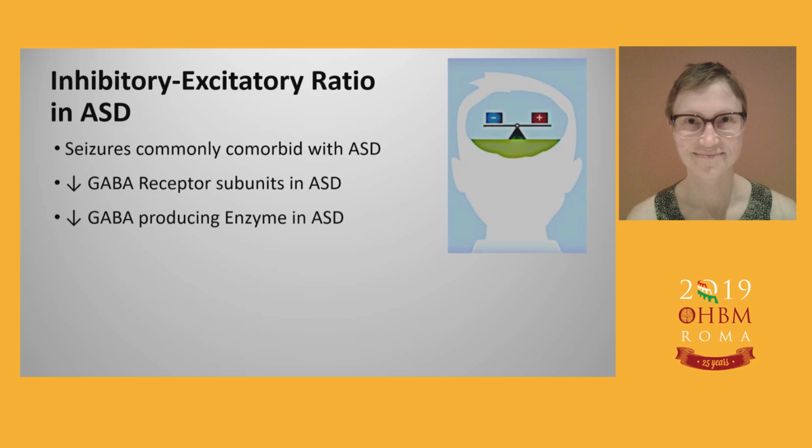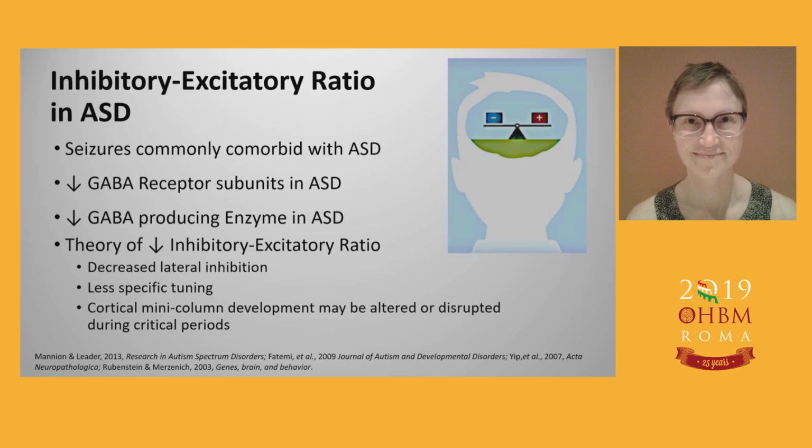And theories have been proposed, namely by Rubenstein and Merzenich, about how a decreased inhibitory-excitatory ratio might lead to decreased lateral inhibition, which would cause potentially less specific tuning, so that cortical mini-column development might be altered or disrupted during critical periods. And that is given as an explanation for why we might have both sensory over-responsivity, under-responsivity, and other kinds of sensory abnormalities in autism.